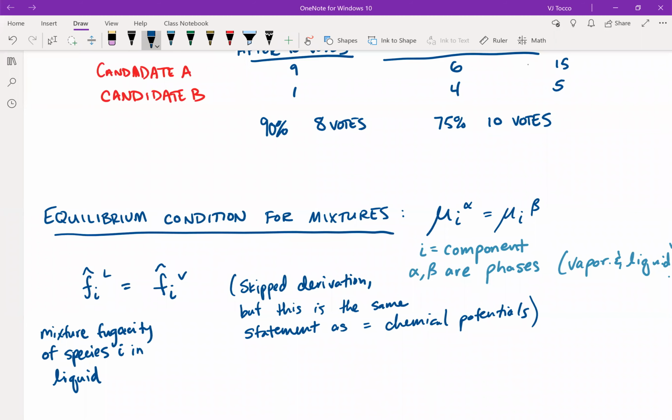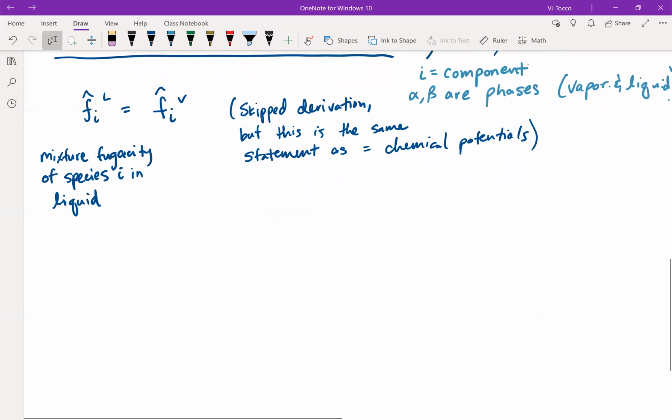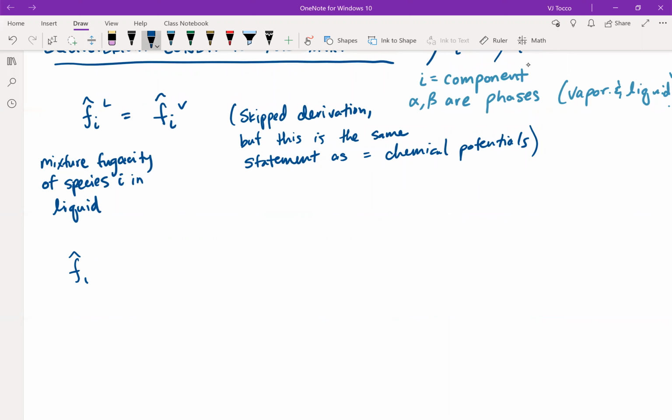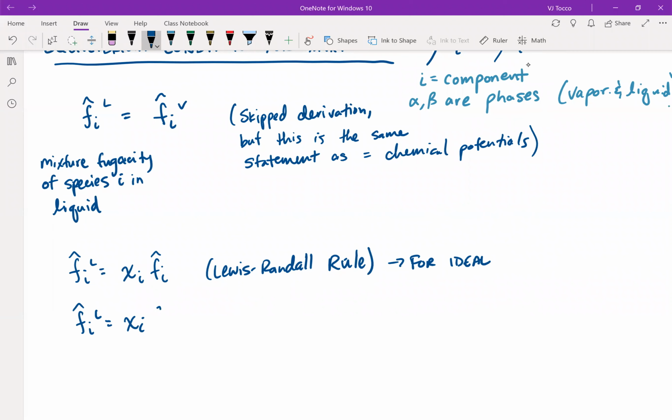And then recall that by the Lewis-Randall rule, the mixture fugacity of species I in the liquid phase is equal to the mole fraction of species I in the liquid phase times the pure component fugacity. This was again by the Lewis-Randall rule. And then you can capture deviations for non-ideal. So the Lewis-Randall rule is for ideal. And to capture non-ideal, all you have to do is add that activity coefficient. We showed that last time as well. So xi, fi, gamma i.